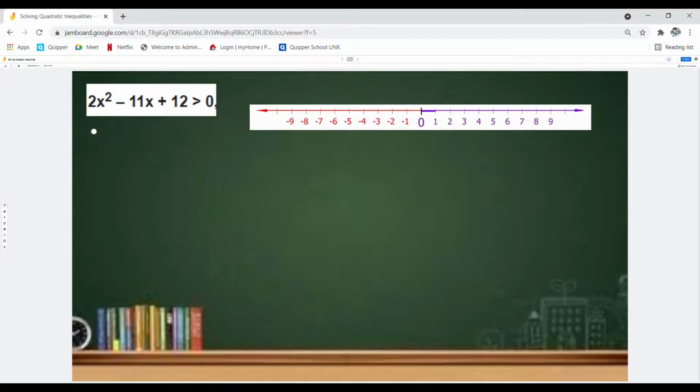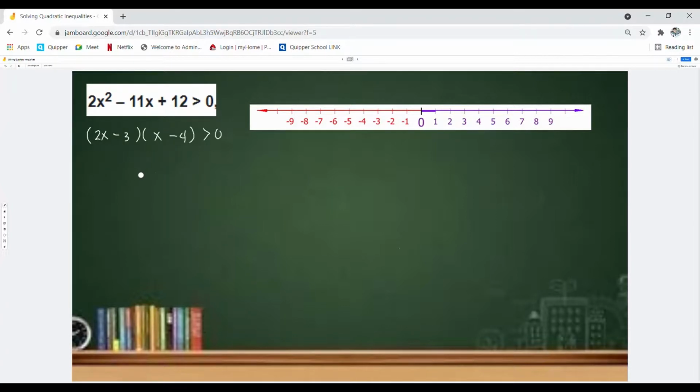Right? The factors of 12. So I can have 2x minus 3 and an x minus 4. Okay, that's right. Negative 3, negative 4, 12, and this is negative 3x, so negative 8x. Oh, negative 11 is correct. Right, so you have now your factors.